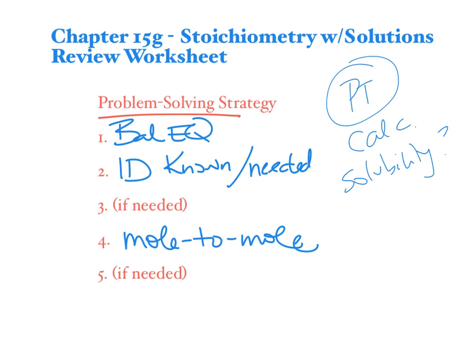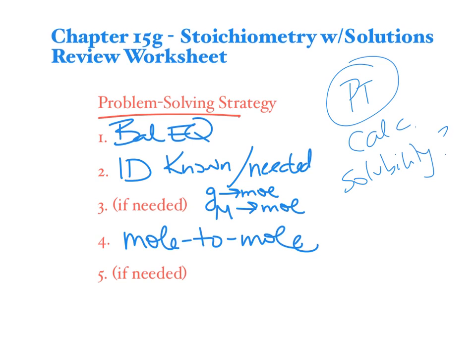Sometimes, or almost every single time, you have to find moles. So we might have to convert from grams to moles first, or more commonly in this particular chapter, convert to moles using molarity. But somehow, in order to do step 4, the mole-to-mole ratio, we've got to get to moles. Like I said, it might be from grams to moles, might be from molarity to moles.